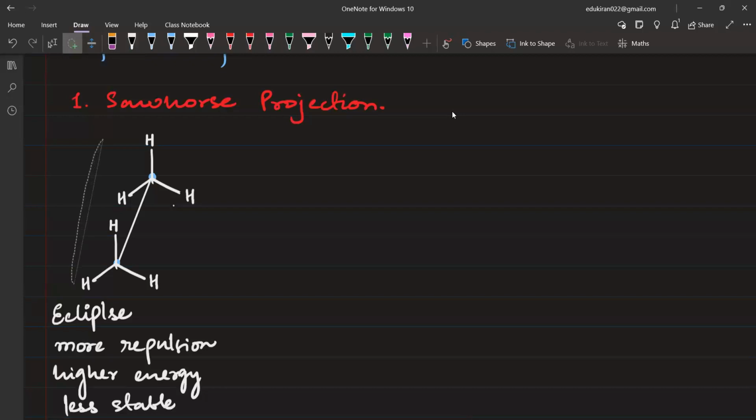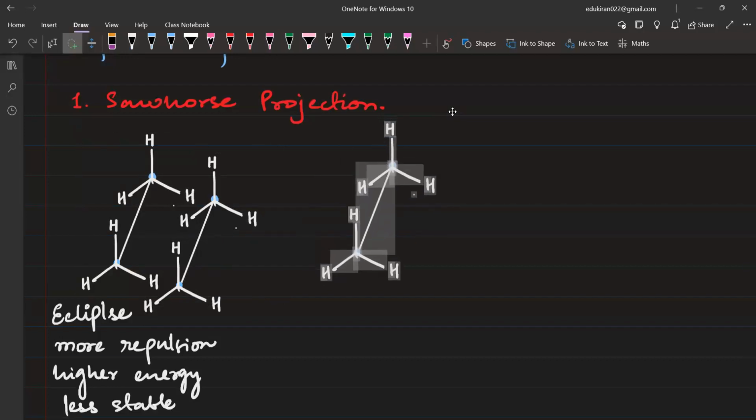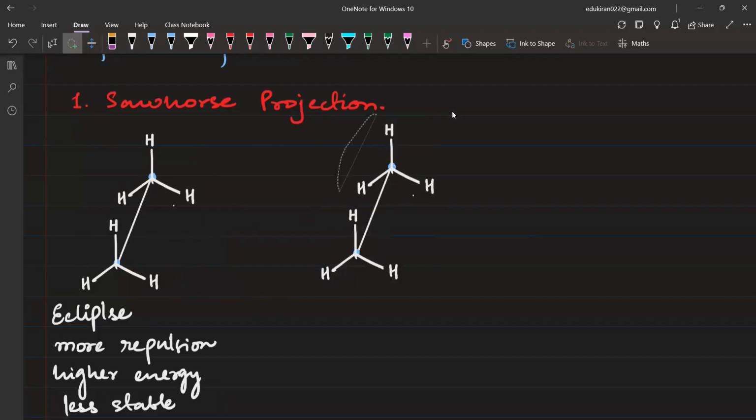A different case would be if the hydrogens of one of the groups, for example, let us say this one, is completely rotated.